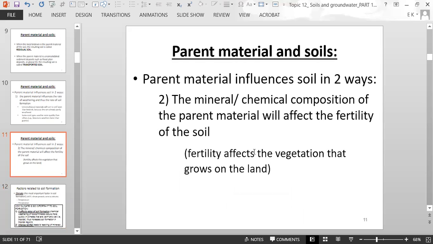And the second way that the parent material influences soil is that the mineral and chemical composition of the parent material affects how fertile the soil is. Fertility of soil affects the plant life that grows on the land within the soil. So the more nutrients you have, the more fertile the soil.